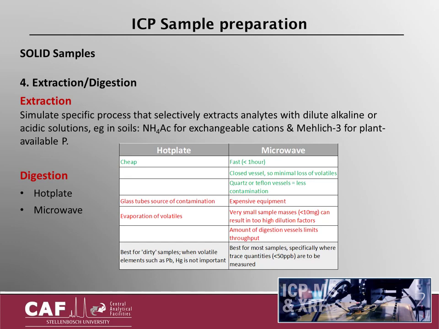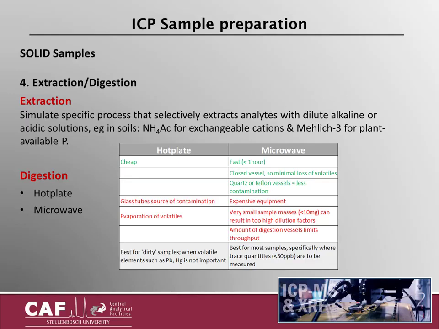The disadvantage is those glass tubes are a source of contamination. You can also have evaporation of volatiles as it's an open vessel digestion. Compared to that, microwave digestion is very fast, so in less than an hour you can have your samples completely digested. It's closed vessels, so there's minimal loss of volatiles. It's quartz or Teflon vessels, so there's less contamination.